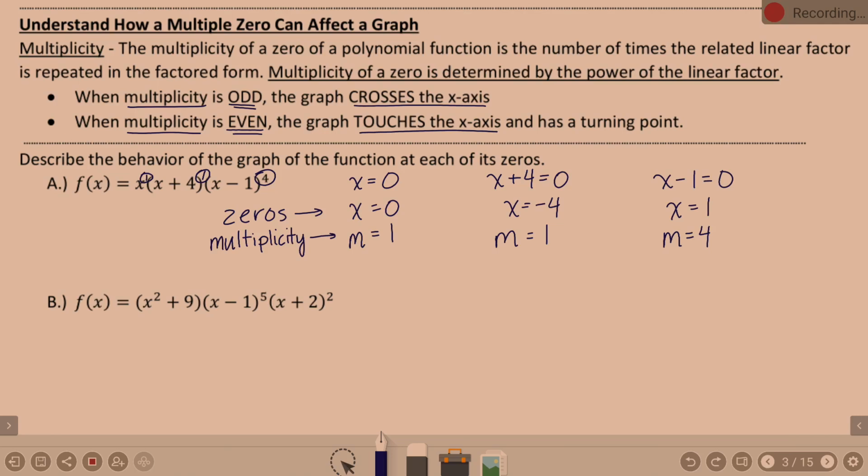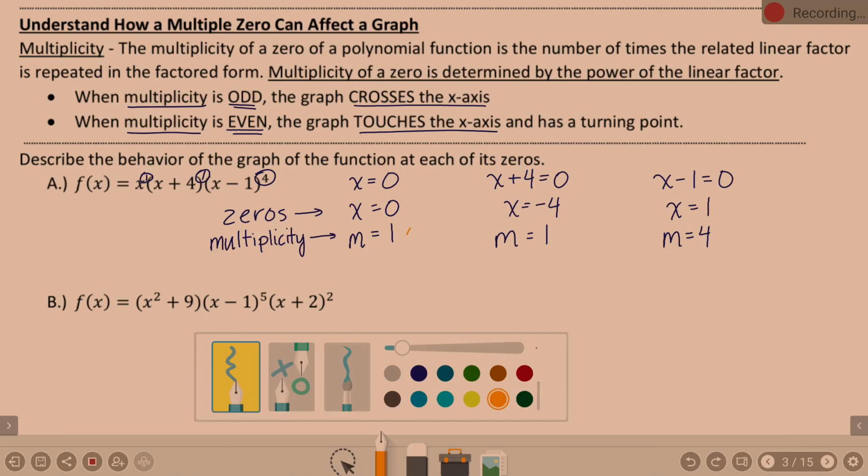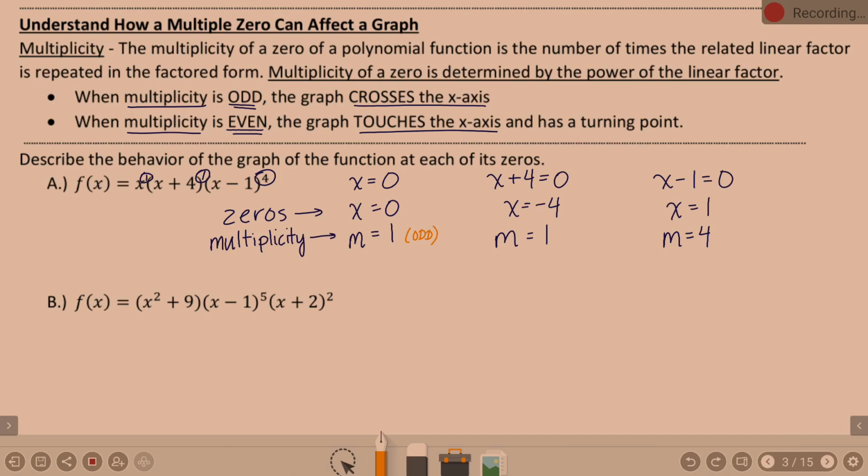Those are the multiplicities. Now, they help us figure out what's going on with my graph at that point. What do we know about the number 1? Is it even or odd? Odd. Agreed? Okay. So since 1 is odd, what does it say? When the multiplicity is odd, what's my graph going to do?